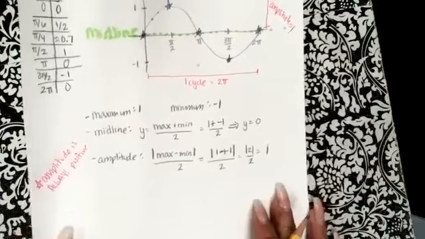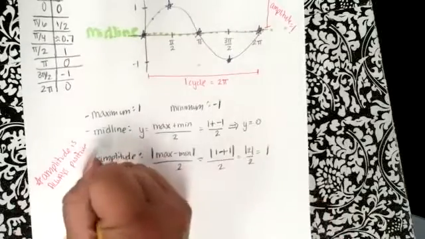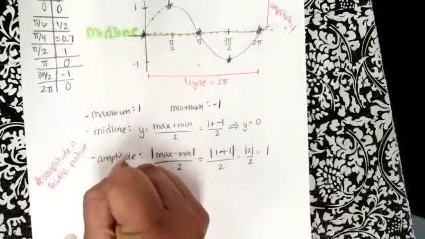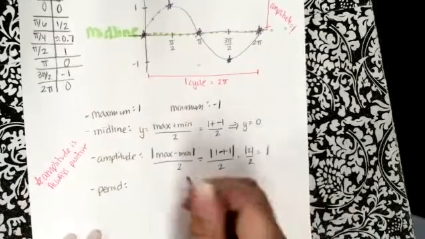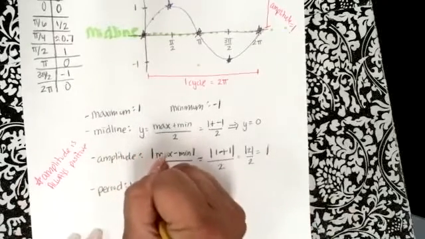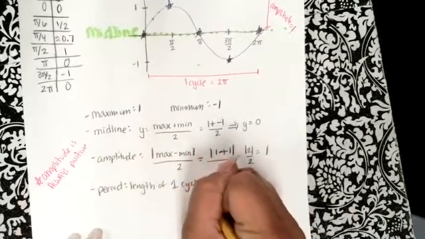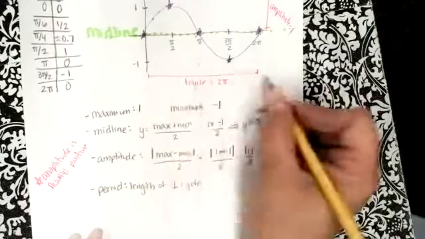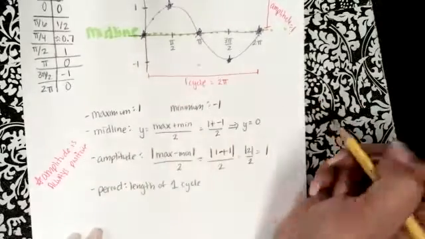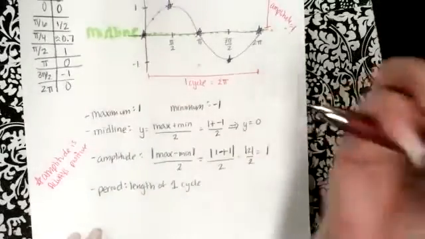Okay, now your period. Period is basically the length of one cycle. So right here, my period is equal to 2 pi. So this is also known as the period.